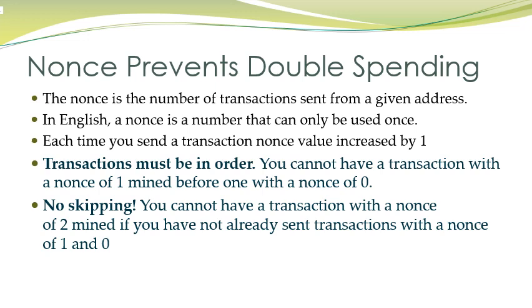We cannot have directly 3. So we cannot skip any number. These numbers must be in sequence 0, 1, 2, 3, 4, 5, and after 5 we cannot have 7. We must have 6 and then 7. So these transactions must be in order.